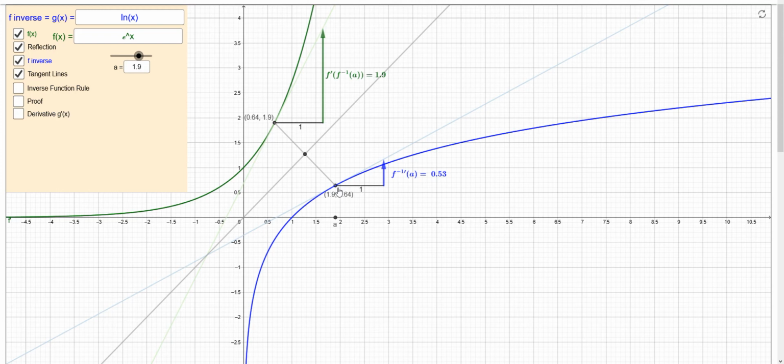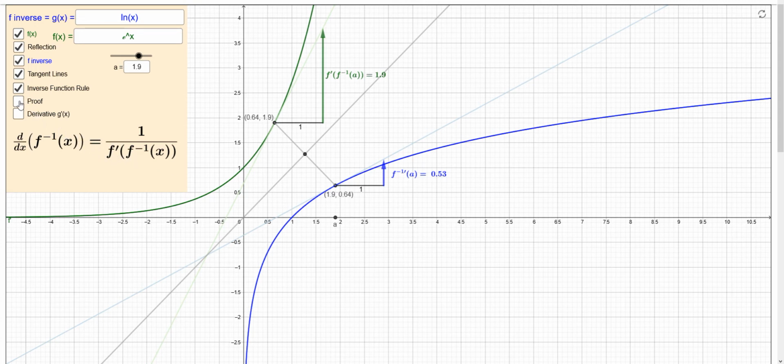But what's the derivative of the log of x? Well, it's going to be the reciprocal of the derivative of e to the x, but not evaluated over here at a, at this point here, which is what? Well, it's x here is the y here, so it's evaluated at f inverse of a. So here's how you would write that down. The derivative of f inverse, remember f inverse is the blue one, the g, the ln of x in our case, is 1 over the derivative of the original green function, but evaluated at f inverse of x.